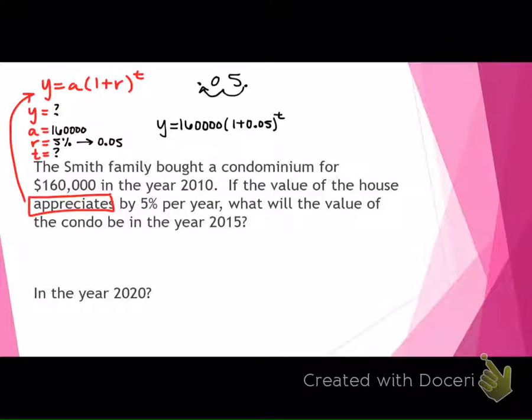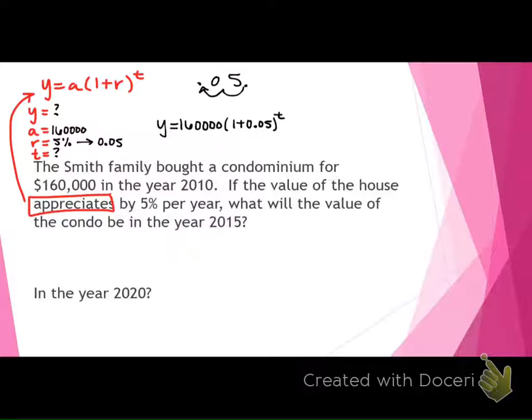Okay, so it says, how much will the value of the condo be in the year 2015? So this started in 2010. What would we be plugging in for T? It's time. Sonari? Wouldn't that be 10 for 10 years? Well, it starts in 2010 and goes to 2015. I'm looking at this one, not that one. 5. 5 years. So in this case, T is 5.